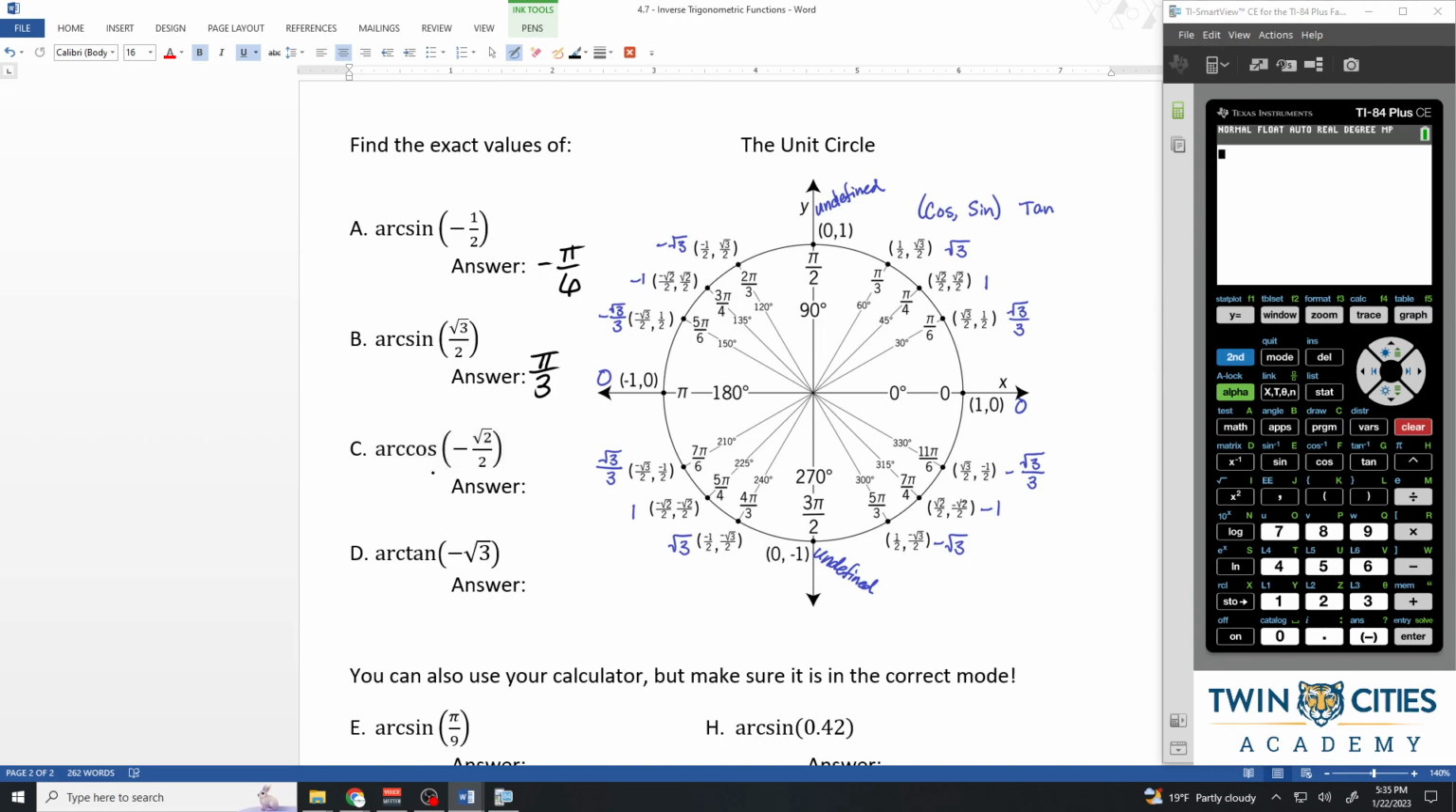Arccosine. Okay, for cosine, we're looking at the top half of the circle, not the right half. So on the top half of the circle, where is the cosine negative square root of 2 over 2? Right here. The cosine is negative square root of 2 over 2 at 3 pi over 4. Now, we don't have to adjust anything for the cosine. We only have to adjust for negatives in this quadrant for arcsine and arctangent. So that again is 3 pi over 4.